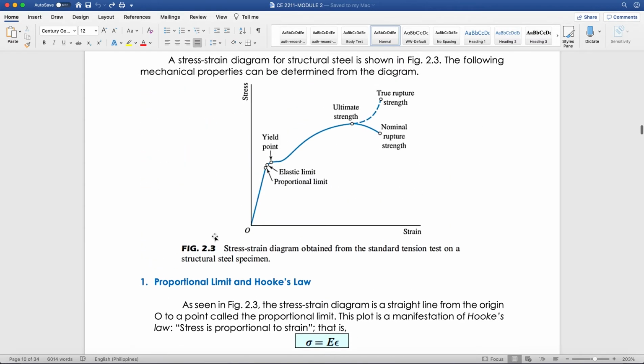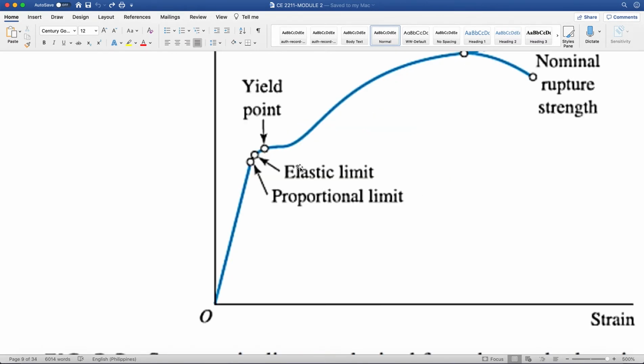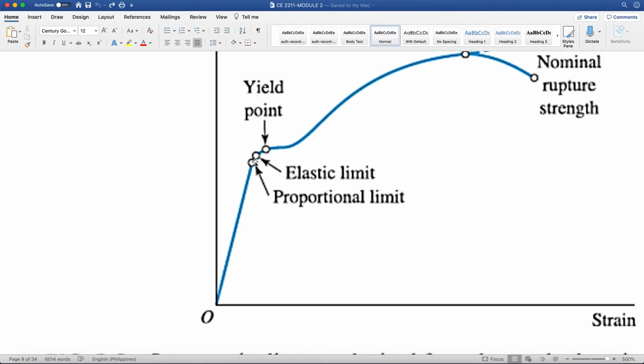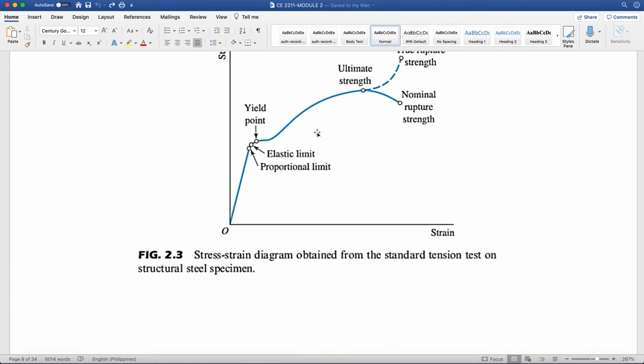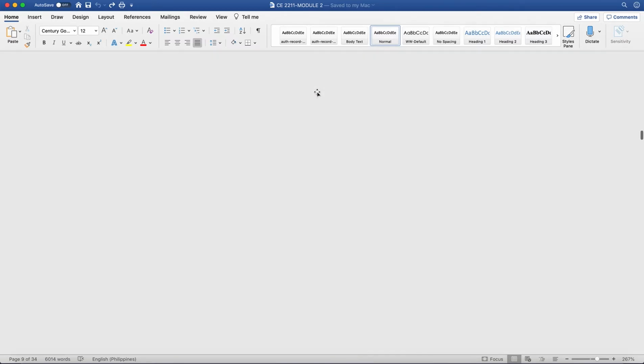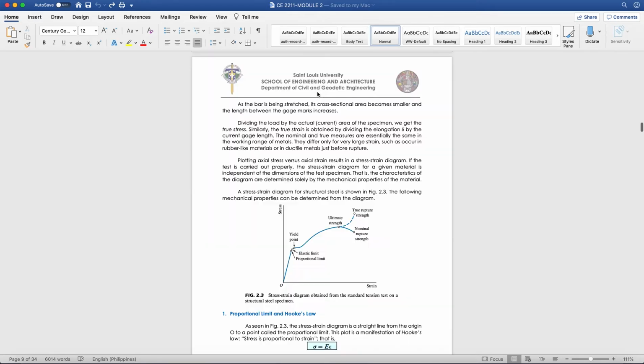So if we are going to observe, or let's try to zoom in. Ayan, pag umabot na siya sa point dito, almost horizontal na yung point na yan, ibig sabihin, yan yung ating yield point. And when it starts to go up, then we are already entering the plastic state of the material. Okay?